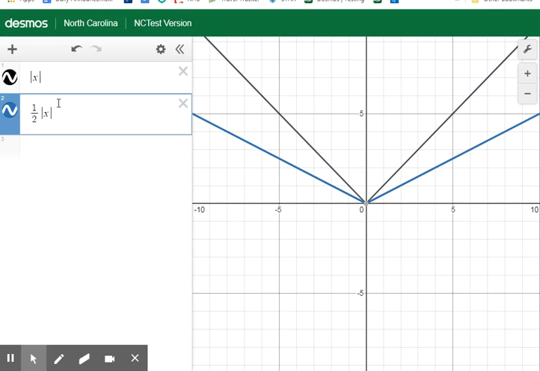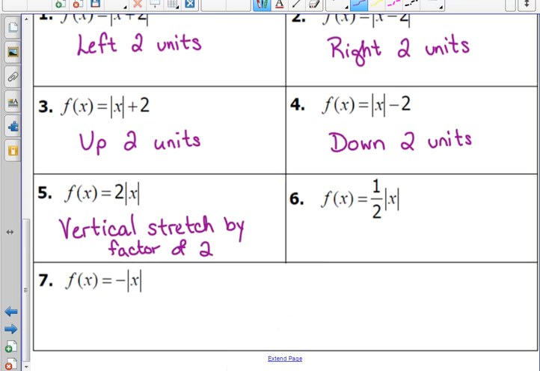Let's change that 2 to a 1/2. Black is the original, blue is the transformation. Mathematically, we're going to call this compressed. We're not going to write the word squished, like I was saying a second ago. We're going to call that compressed. I got my words backwards there, but it's a vertical compression, compressed vertically by a factor of 1/2.